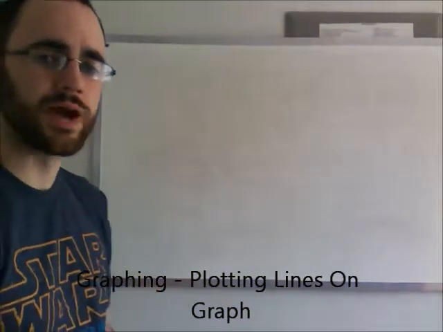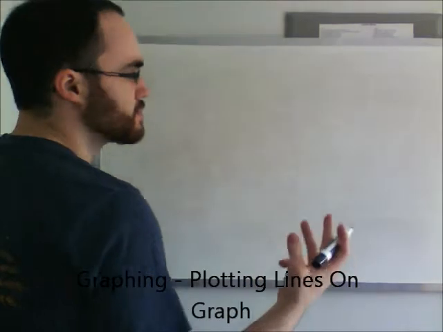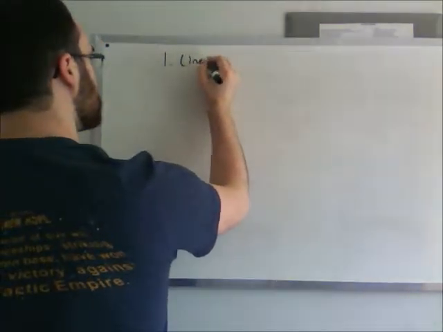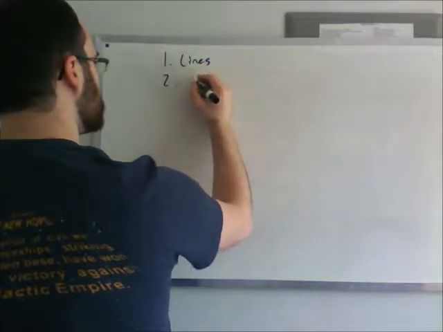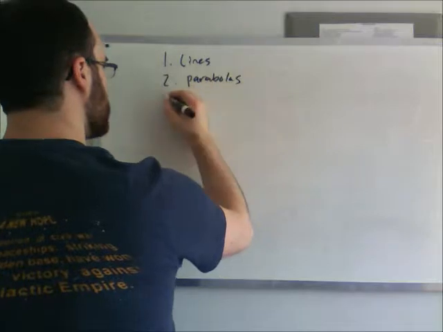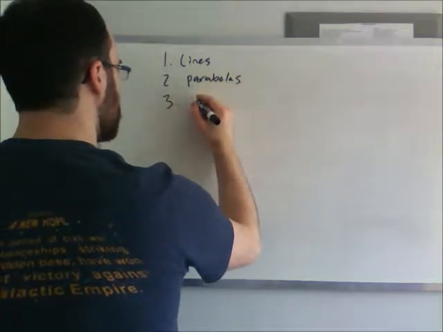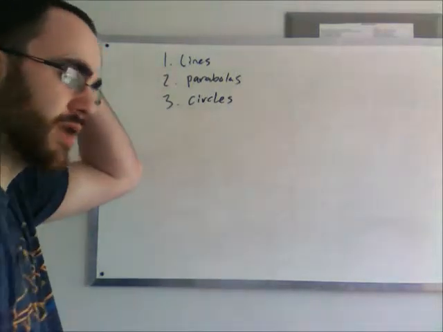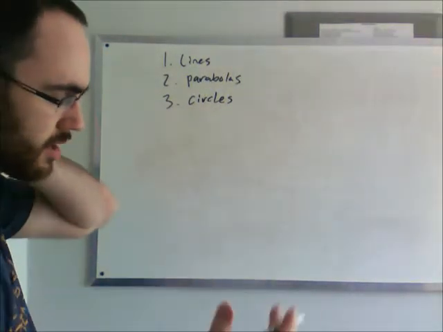Let's talk about plotting some graphs. We want to plot three types of graphs in this lesson. The first type of graph is going to be lines. The second type is going to be parabolas. The third type is going to be circles. And in future we're going to cover radicals and hyperbolas and all that stuff.